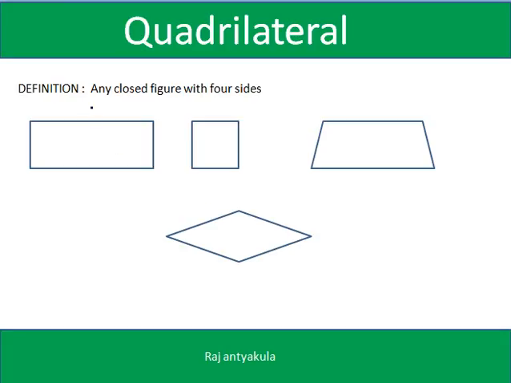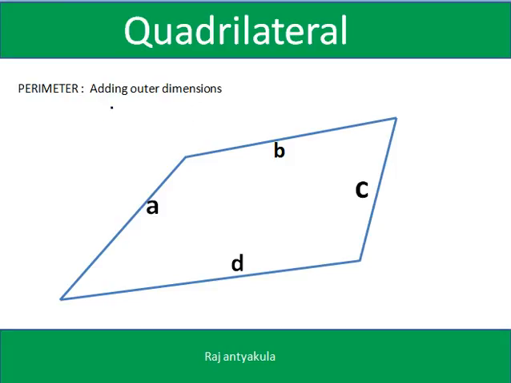First, what is meant by quadrilateral? Any closed figure with four sides we call it as a quadrilateral. So 1, 2, 3, 4. So this is a closed figure with four sides. So quadrilateral. This is also quadrilateral. This is also quadrilateral, and this is also quadrilateral. Okay. Now we will see what are the things that they ask in quadrilaterals.